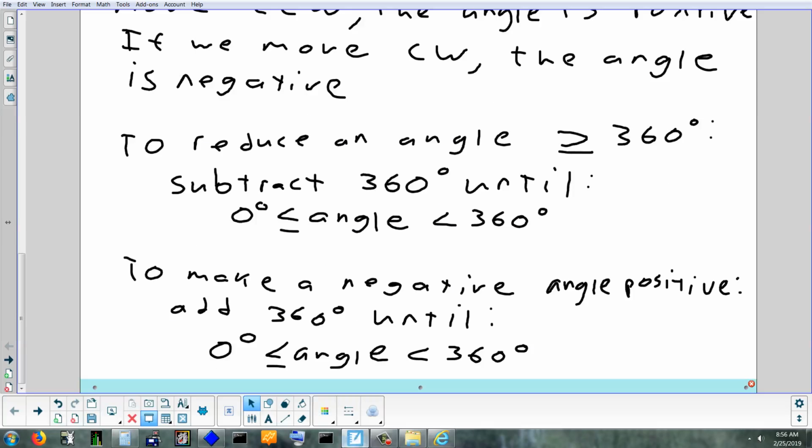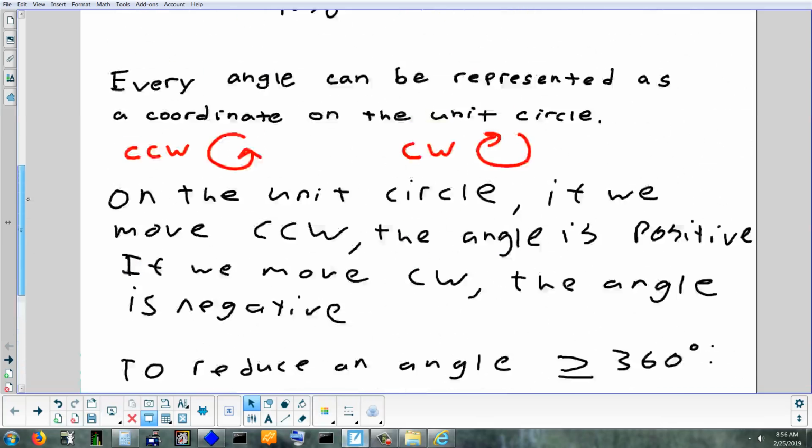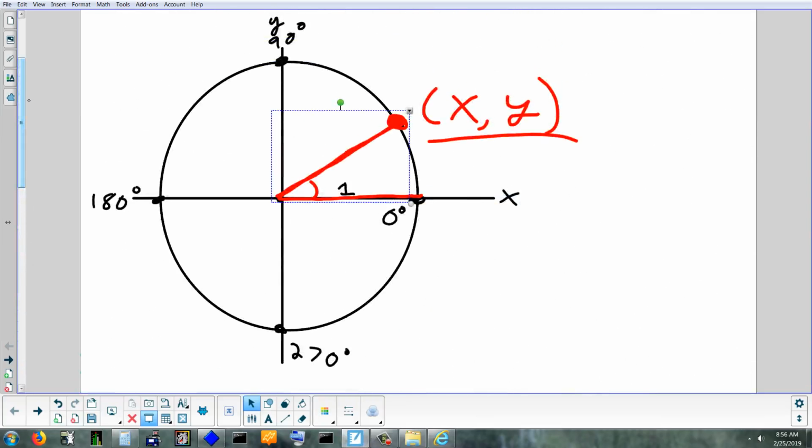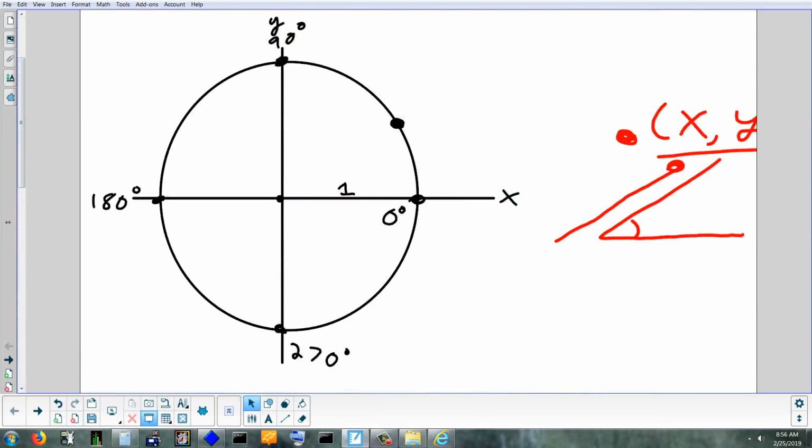Right. Let's see if we can figure out the coordinates for these four angles: 0, 90, 180, and 270. Okay. For now, I don't really need any of that stuff, but you can keep it. You don't have to erase it. 0, 90, 180, and 270. All those angles are special. They all have something in common. Can you tell me what they all have in common? Yeah? They're all on an axis.